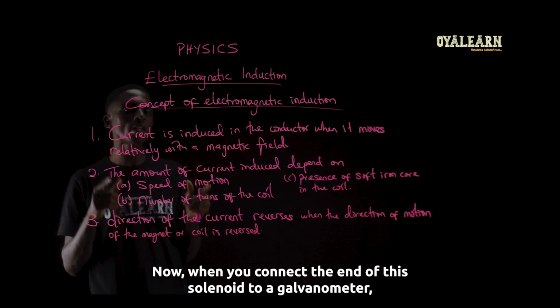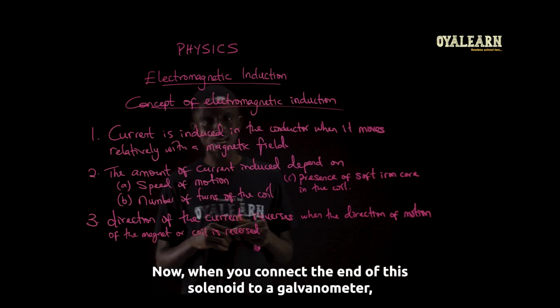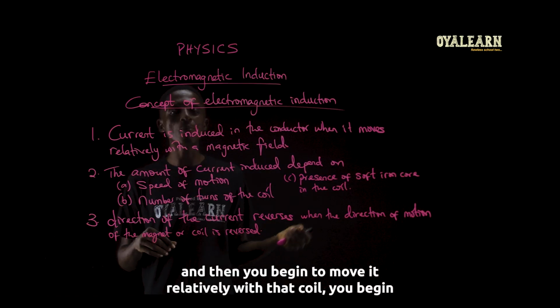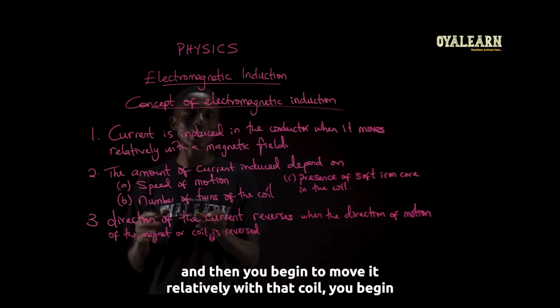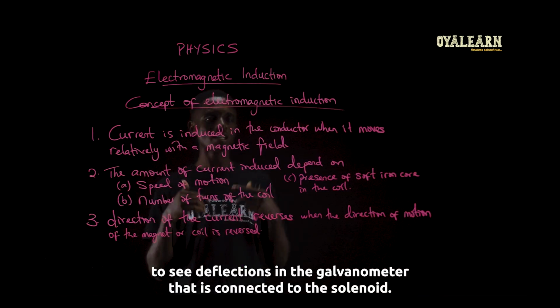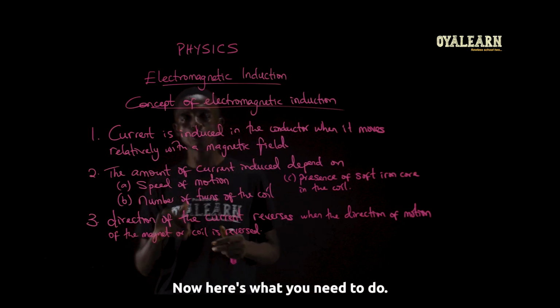Now, when you connect the ends of this solenoid to a galvanometer, and then you take a magnet, say a bar magnet for example, and then you begin to move it relative to that coil, you begin to see deflections in the galvanometer that is connected to the solenoid. Now, here's what you need to do.